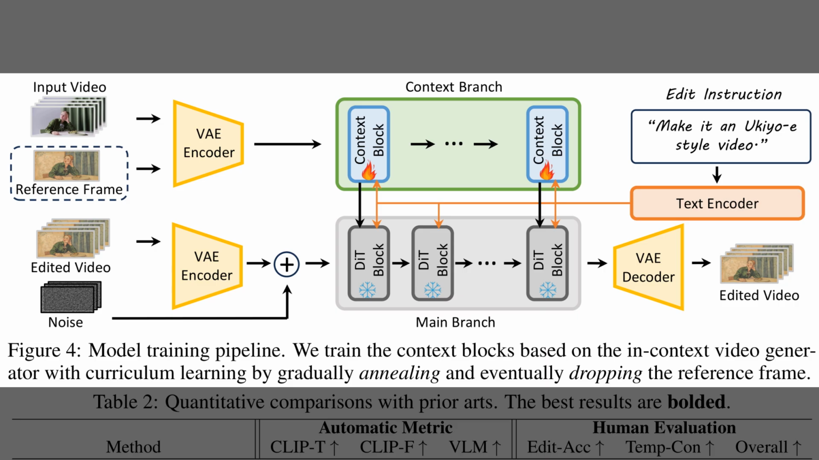So after Table 1 set the data scale, Figure 4 shows how the model learns to rely on text alone while keeping edits consistent over time. The pipeline starts with an edited reference frame plus the instruction, which pass through a text encoder and context blocks that guide the main diffusion blocks. Modality curriculum learning means the training gradually reduces, then drops the visual reference, so the network must follow text. A variational autoencoder compresses frames before editing and decodes the final video, ensuring stable generation.